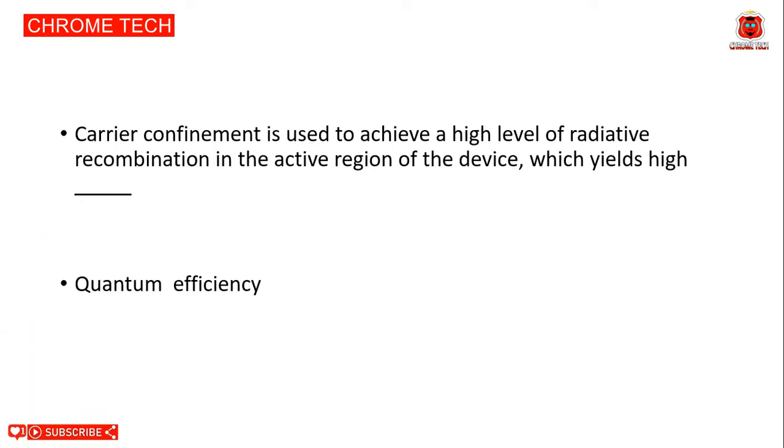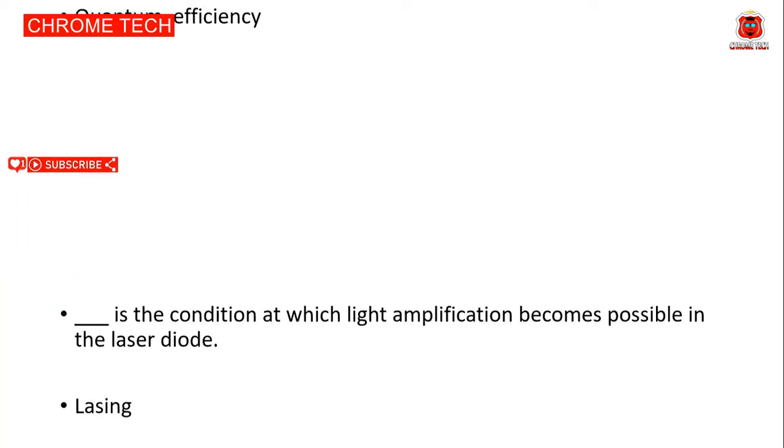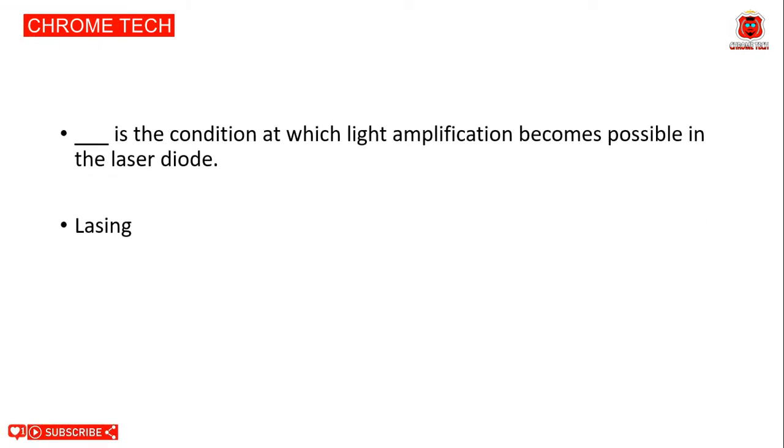Carrier confinement is used to achieve a high level of radiant recombination in the active region of the device with high dash. Quantum efficiency is the correct answer. Dash is the condition at which light amplification becomes possible in the laser diode. Lasing is the correct answer. Next question.